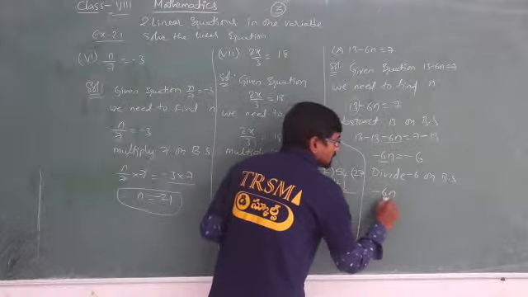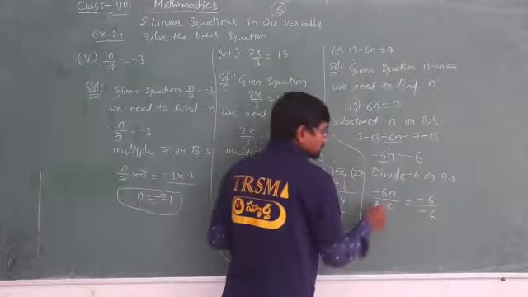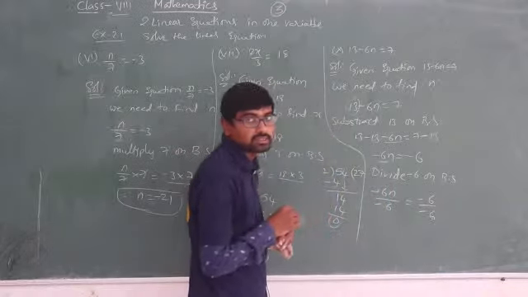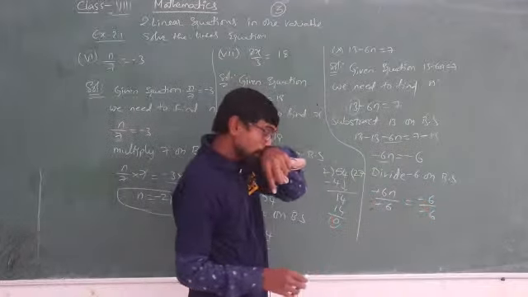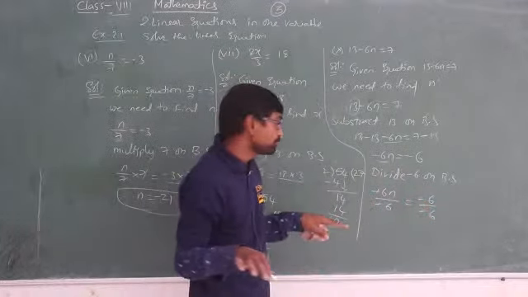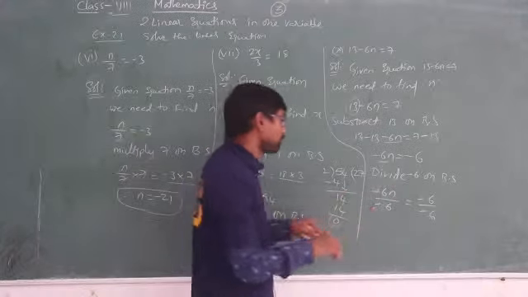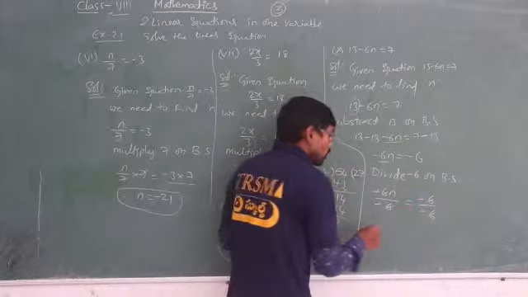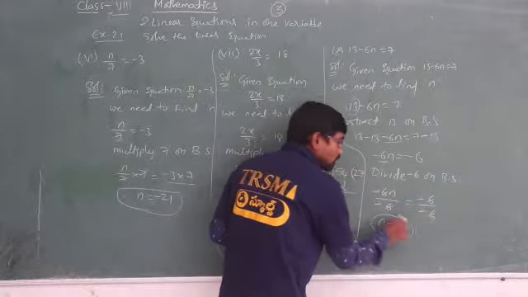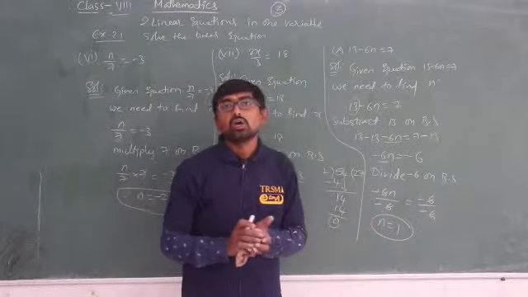Then minus 6n divided by minus 6, minus 6 divided by minus 6. Here minus and minus will be cancelled and the value will be positive. In the numerator minus, in the denominator minus, that minus and minus will become plus, positive. Here 6 divided by 6 will be 1. So here I will get the n value as 1. So I have got the value of n as 1.